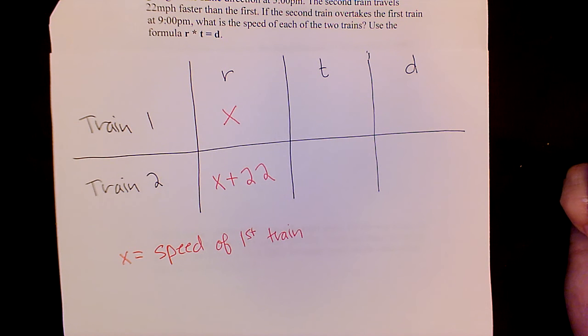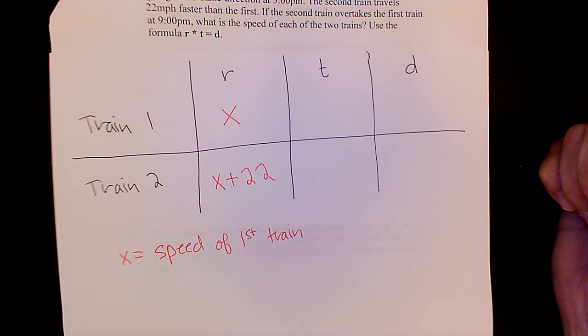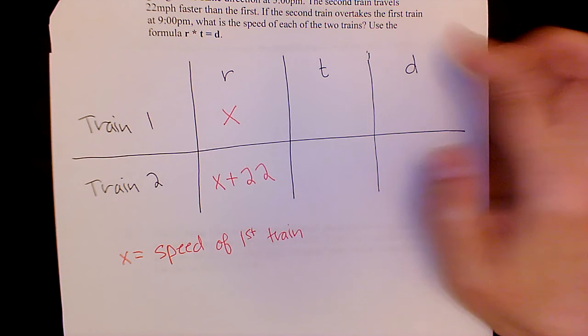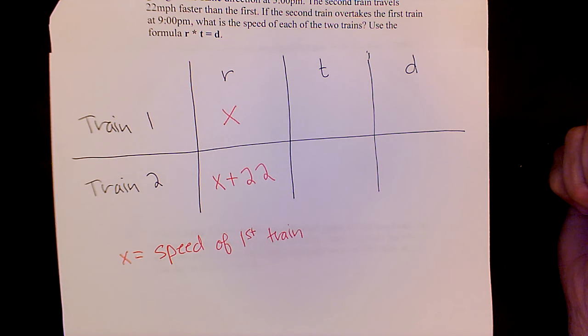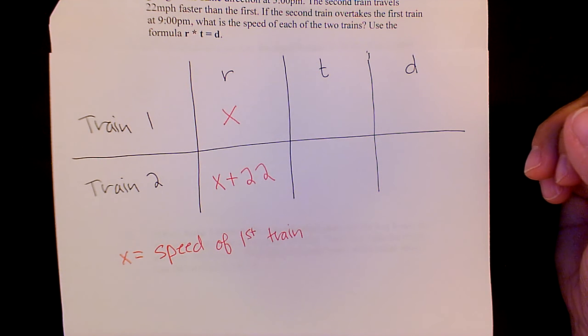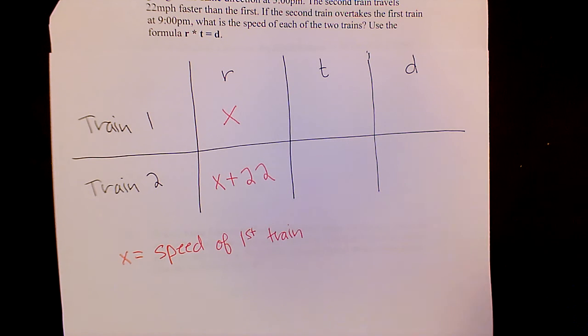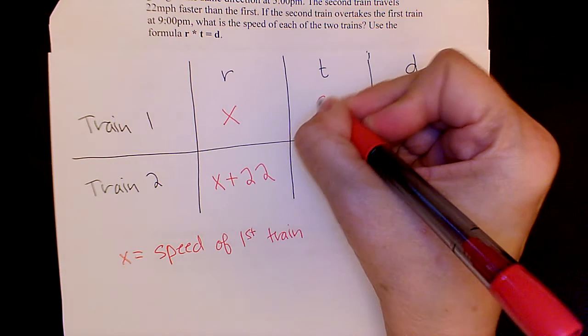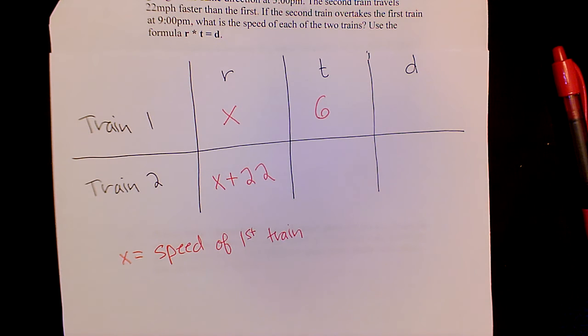What's going on with time? Okay, the first train leaves at 3 p.m. and overtakes the second train at 9. So how many hours for train 1? He leaves at 3 and he overtakes at 9. So how many hours are passing by from 3 to 9? So that's 6 hours. So that's the time for train 1.